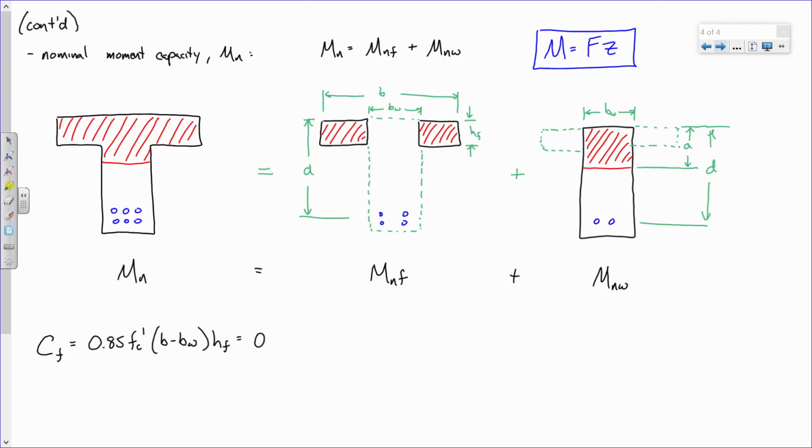Let's compute that. 0.85, not 0.5. 0.85 for ksi. Now, what was B? 30. What was BW? 14. And what's HF? 4.